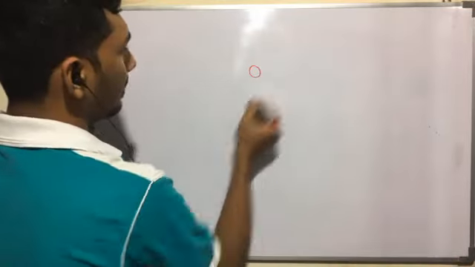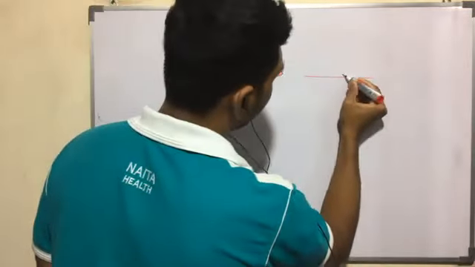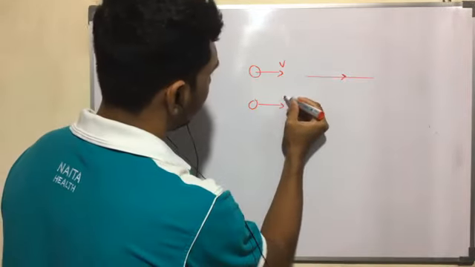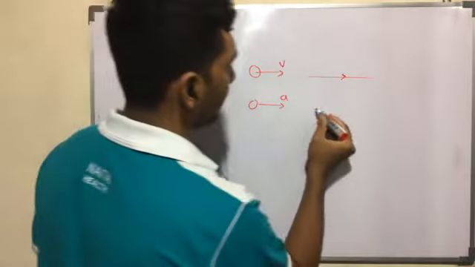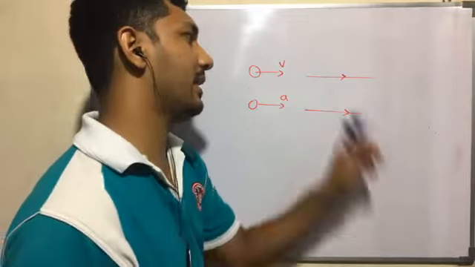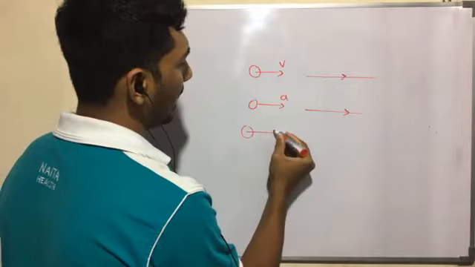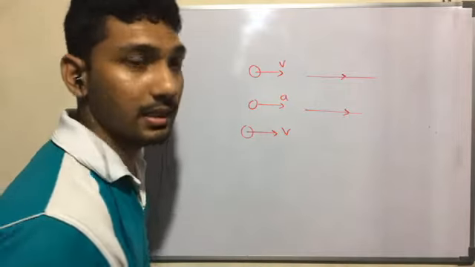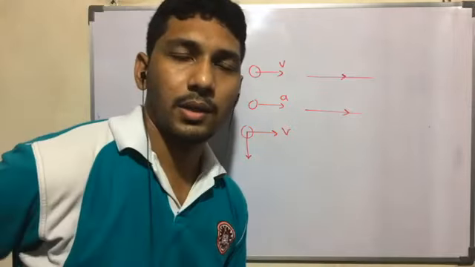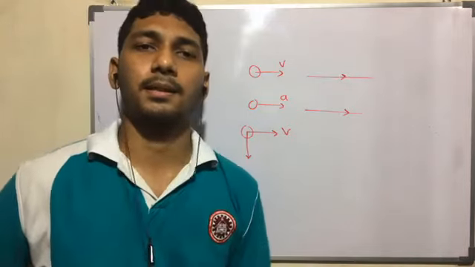If an object has a velocity in this direction, V, this is the path of the motion. If an object has acceleration in this direction, this is the path of the motion. You don't have to draw the arrow, but it is better to draw it. What if an object has a uniform velocity in this direction and also a uniform velocity in this direction? Can you draw the path for this in your exercise book?